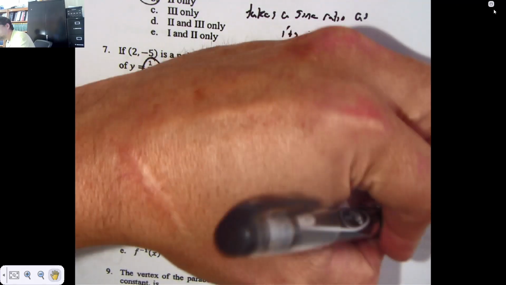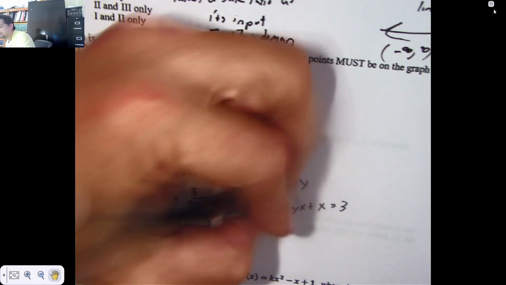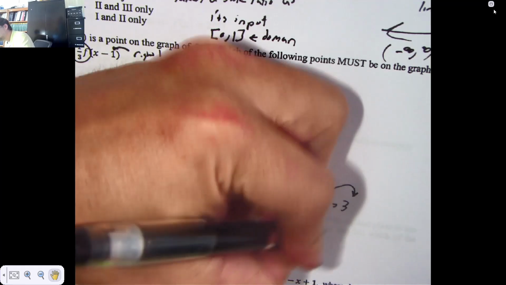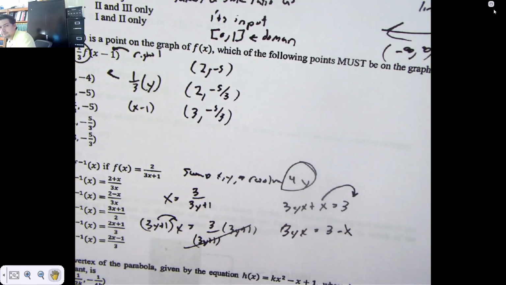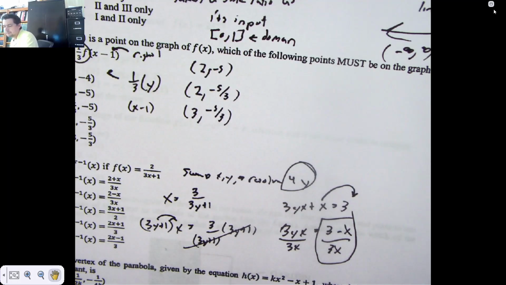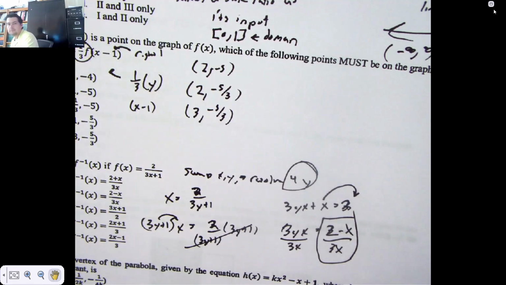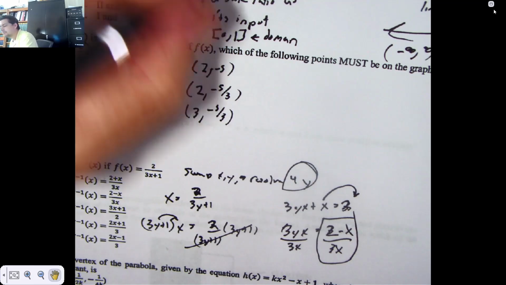3yx plus x is 3. And again, the reason I do that is because I know the outcome. The outcome is I get something that will factor. And we're solving for y, right? So this bad boy's over there. I'm going to play the isolation game. If I'm solving for y, I just have to divide out 3x. That's what I'm looking for. Apparently I have a typo. That was a 2, not a 3. Easy fix. 2 minus x over 3x.